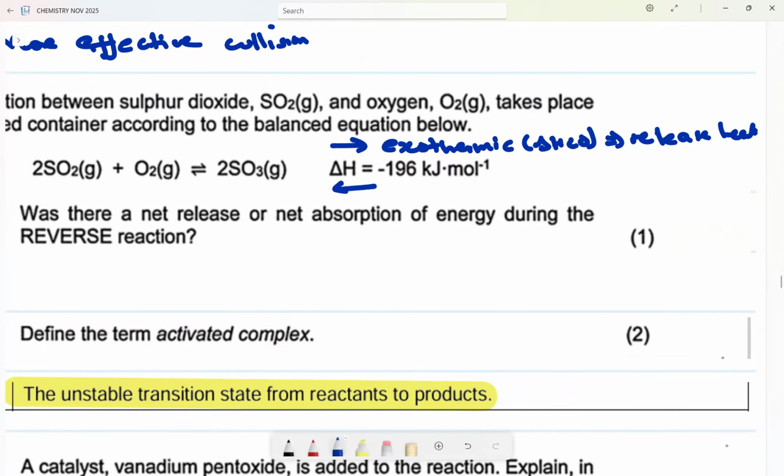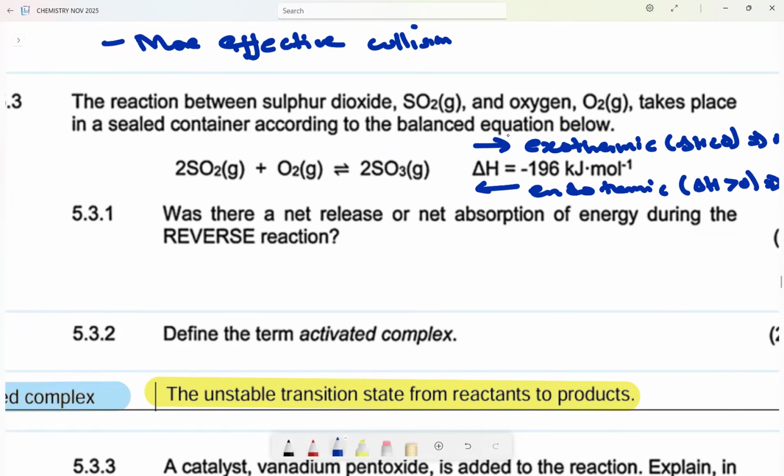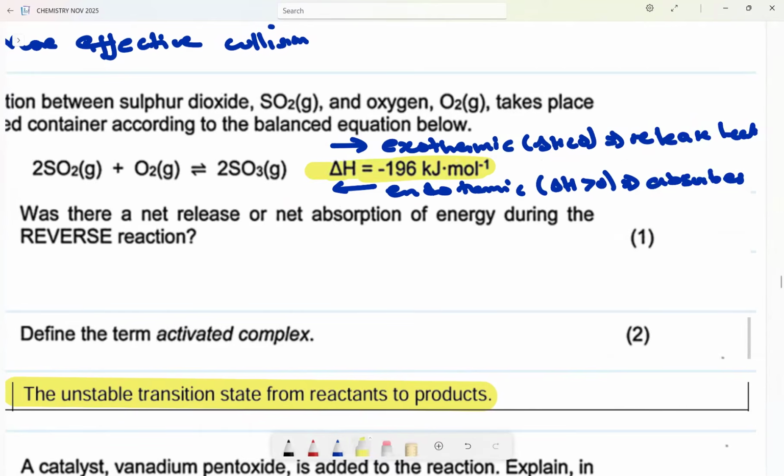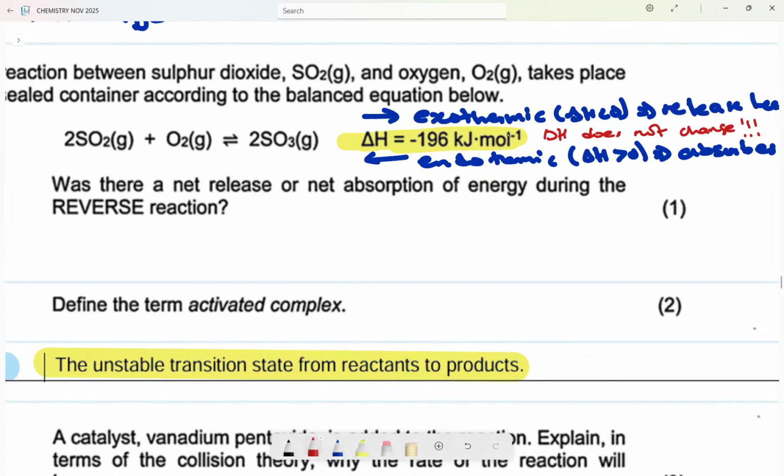So it means the reverse reaction is going to be endothermic, with change in H greater than 0. And we know that an endothermic reaction is one that absorbs heat. By the way, if for the forward reaction it is negative 196, it means for the reverse it is positive 196, and so it is endothermic. By the way, change in H does not change. Temperature can increase or decrease, but the change in H does not change.